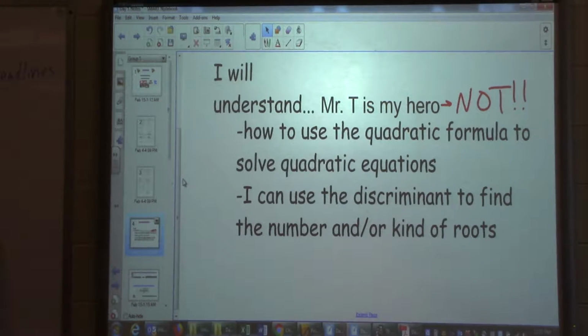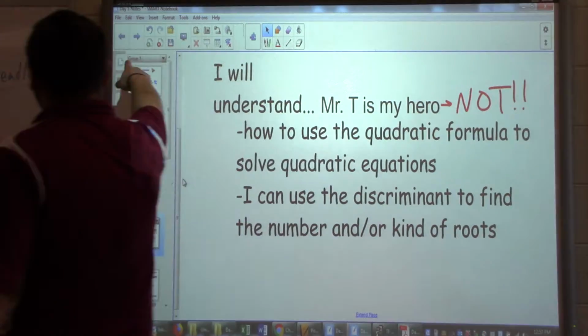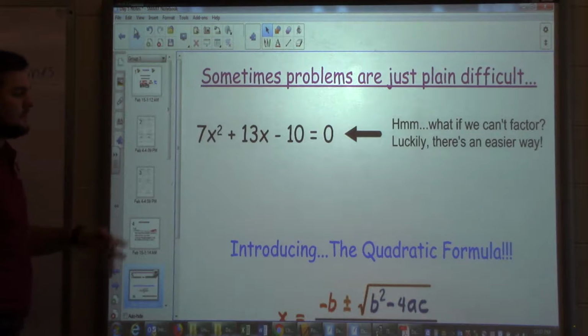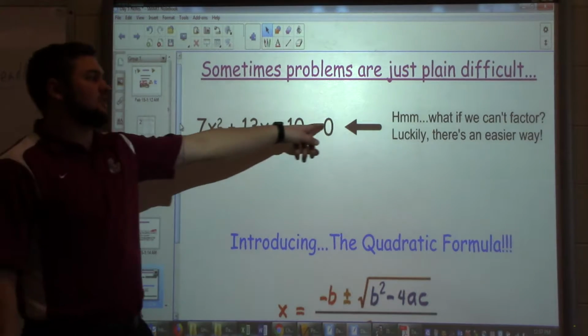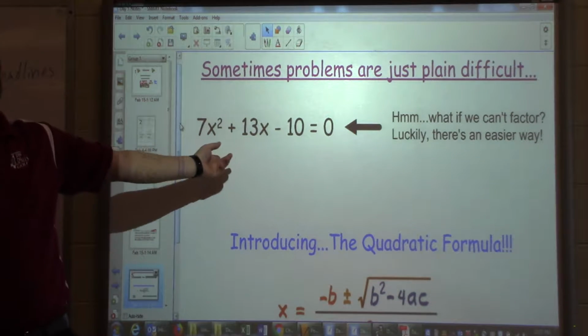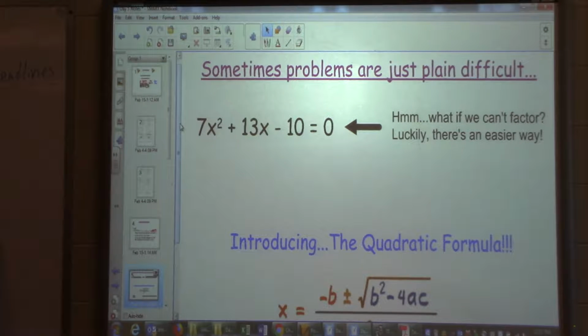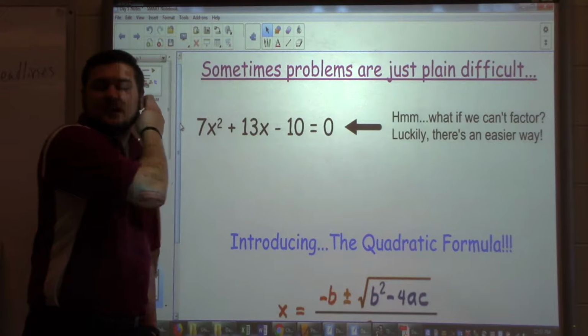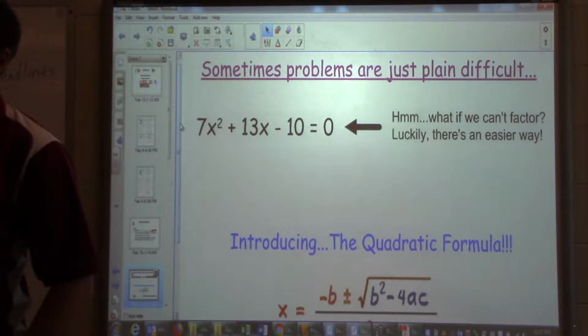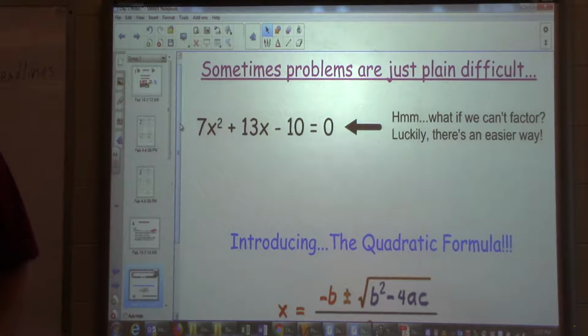Alright. First things first. Discriminant. If we ask you to solve this, do you want to factor that? No. And maybe it doesn't even factor. Right? What if we can't factor? What if we don't know how to factor it? What we're going to do is we're going to use a quadratic formula.